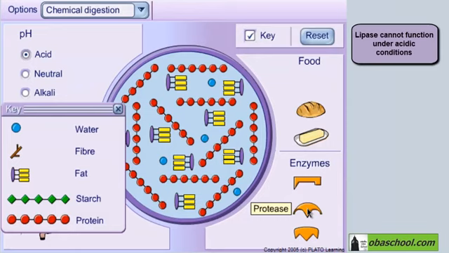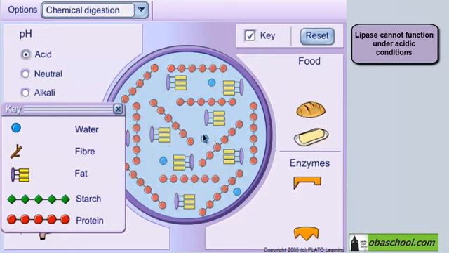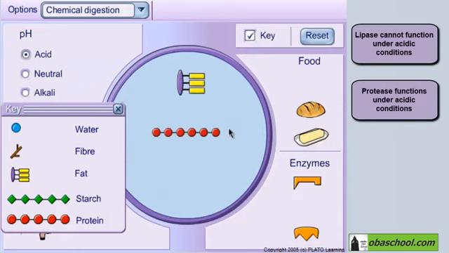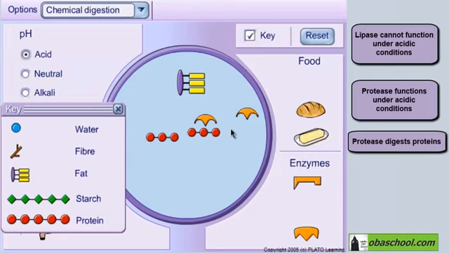Now what if we add protease? Protease can be added because it works at acidic pH. Protease is going to try to digest the protein and the fat, and it only digests the protein. The substrate for protease is protein. So in the stomach, we have digestion of proteins by the action of protease under acidic pH.